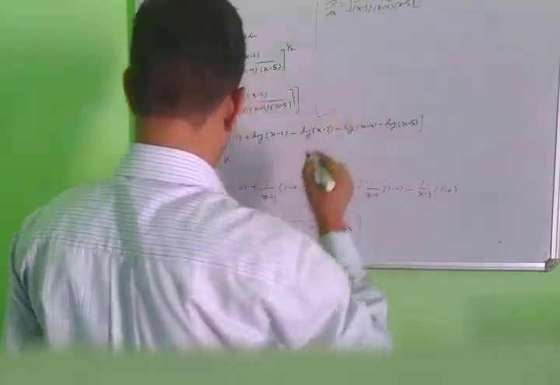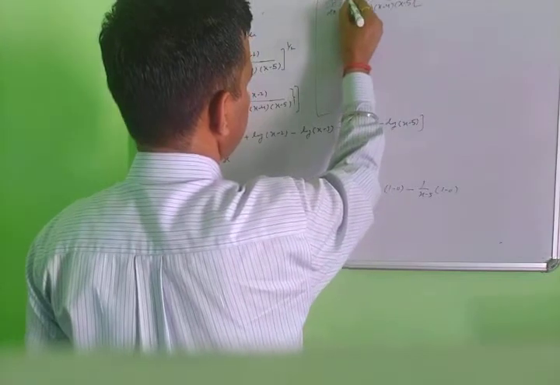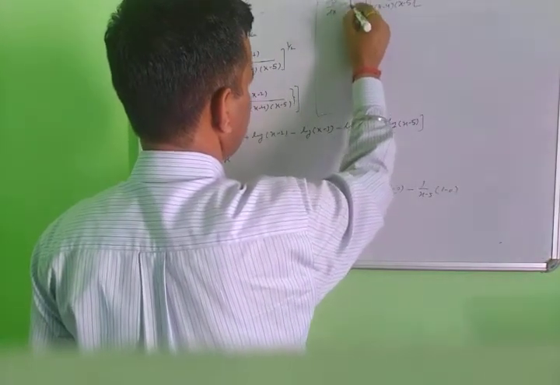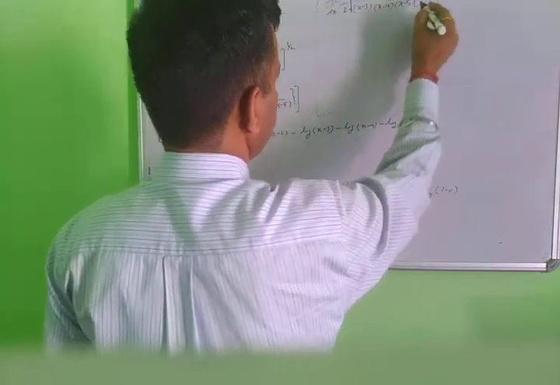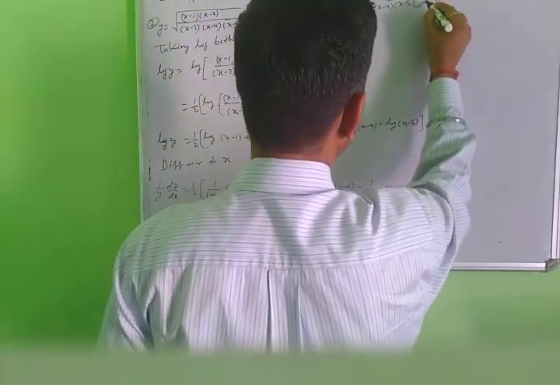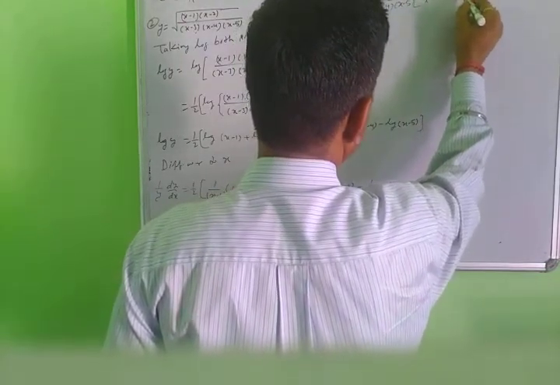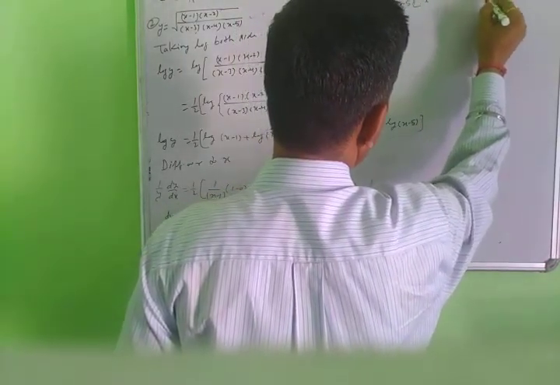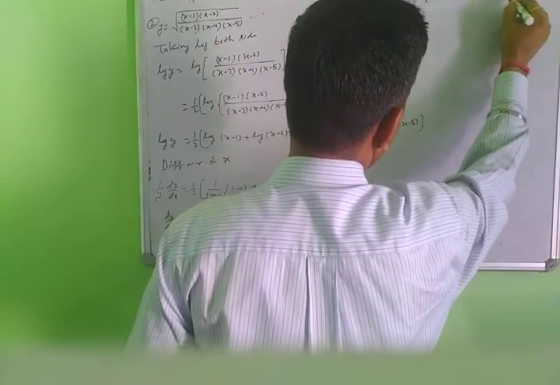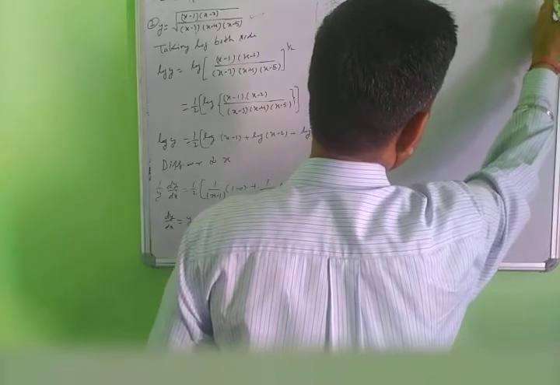Then the 2 also here, so I will write 1 by 2 also here. Then write 1 upon x minus 1 plus 1 upon x minus 2 minus 1 upon x minus 3, minus 1 upon x minus 4 and minus 1 upon x minus 5. This is your answer.